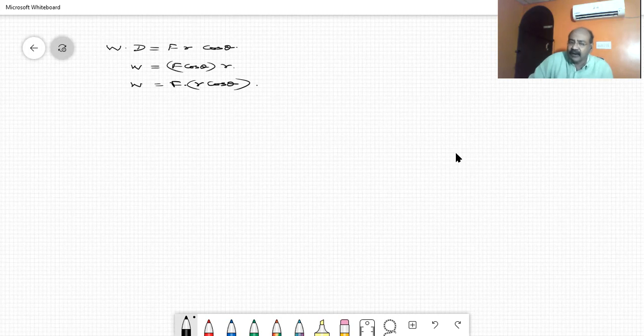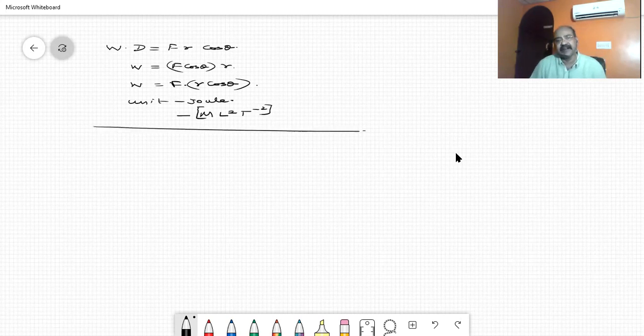So for work done, the SI unit was given as joule, and we have studied the dimension as M L squared T power minus 2. Regarding this small introduction to work, we have studied in our last class. See, today in this class, let us go on with two concepts. One is how work is said to be done with a constant force, and the second one, how work can be done with a variable force.